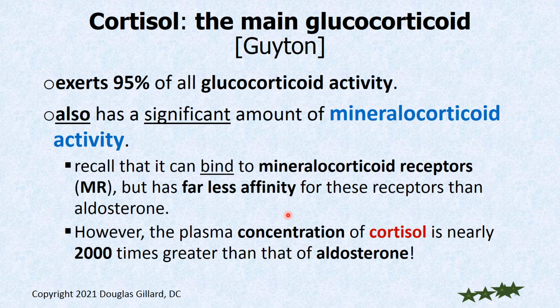Cortisol is the main glucocorticoid. We said 95% of all glucocorticoid activity comes from this. Again, it does have a significant mineralocorticoid effect. It can bind to MR receptors, which are aldosterone's receptors. Not great affinity for these, but the plasma concentration of cortisol is 2,000 times greater than that of aldosterone, so it does have some widespread effects.